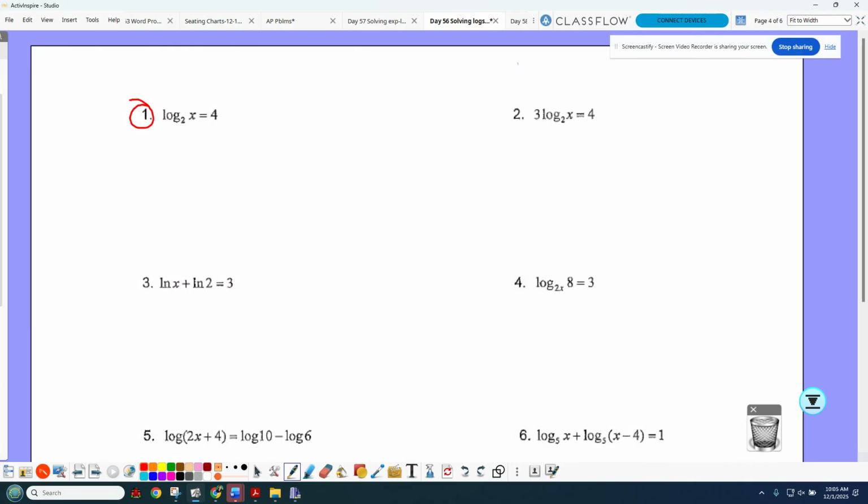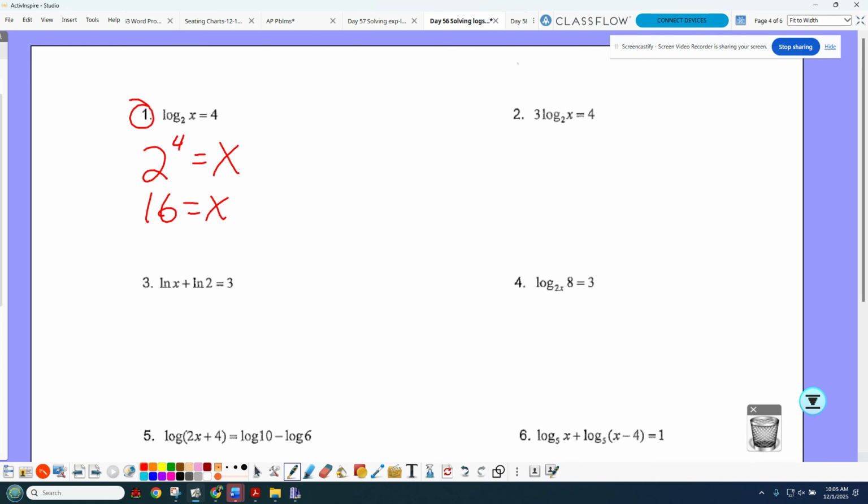2 to the power of 4 equals x. So convert from logarithmic to exponential. And Arden, do we know how to find 2 to the 4? Yeah. So we do 2 times itself how many times? 4 times. So 2 times 2 times 2 times 2, Jasper, is 16. Okay, so that one was pretty easy.